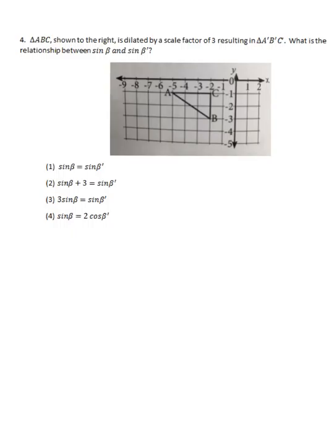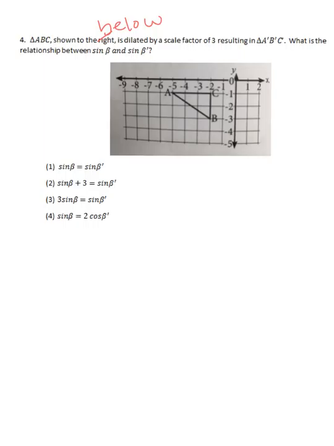Triangle ABC shown below in this case is dilated by a scale factor of 3, resulting in triangle A prime, B prime, C prime. What is the relationship between sine of beta and sine of beta prime? So beta is another way of representing an angle, just like theta, which we've seen before. It's a Greek letter as well. We don't see it as often as theta, but it does work.